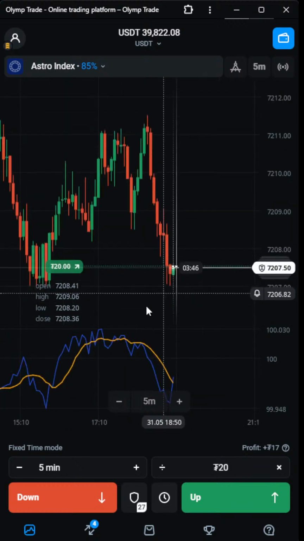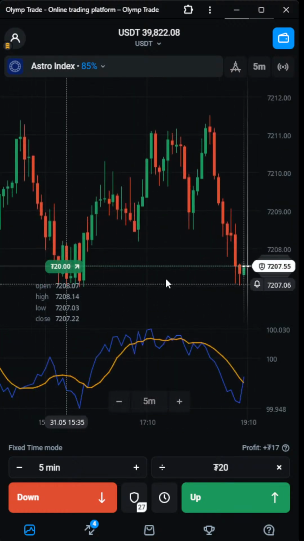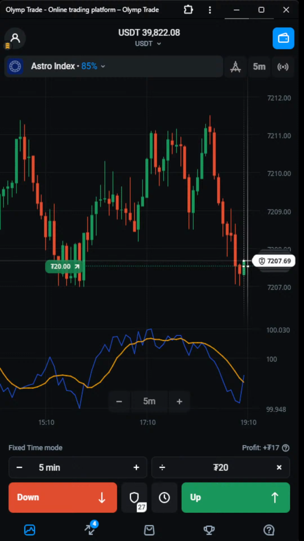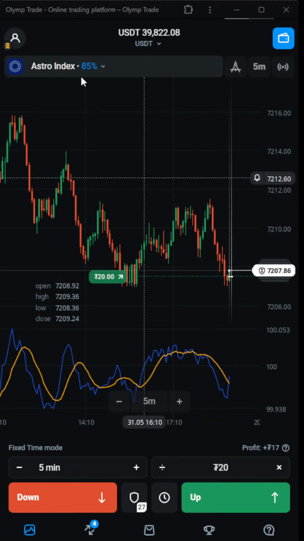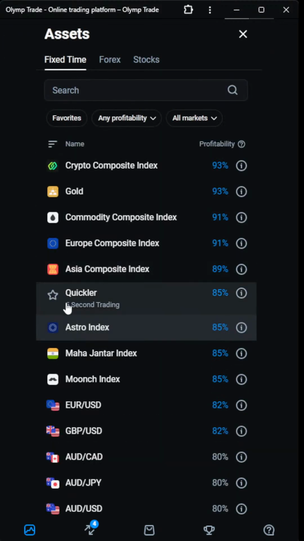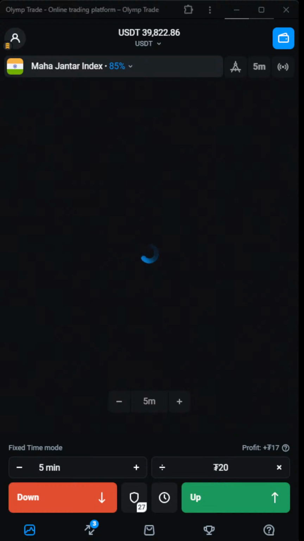Okay, do we have a support line? Yes, we have a support line, and we have given 5 minutes for the candle to settle down at that price level, and let's see whether the trade becomes profitable or not. Okay, on the Asia Composite Index, it seemed to be profitable. Let's try to switch more assets and find more signals, guys.